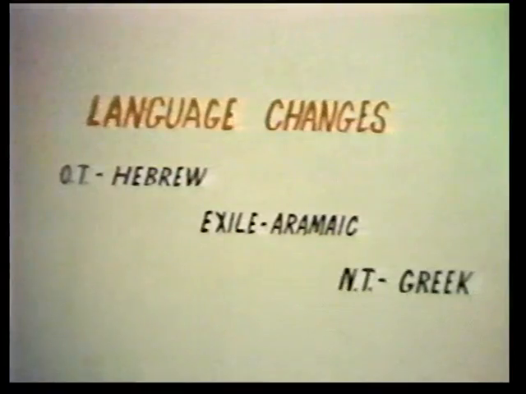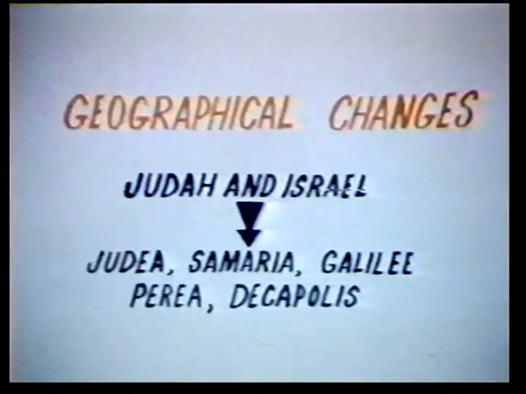There were changes in language. Hebrew was the spoken language of the Old Testament. During the exile, Aramaic became the language of the people, and then in New Testament times, Greek was the universal language. There were geographical changes. From 2 divisions, Judah and Israel, in the Old Testament, the land was changed into 5 divisions: Judea, Samaria, Galilee, Perea, and Decapolis.